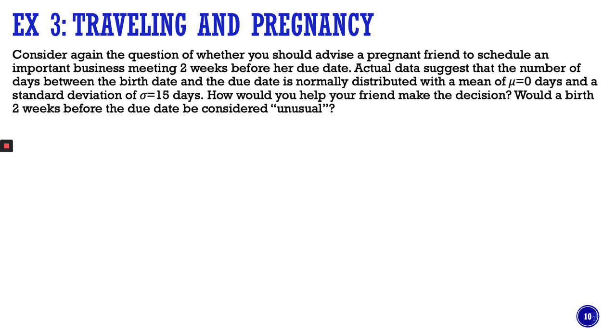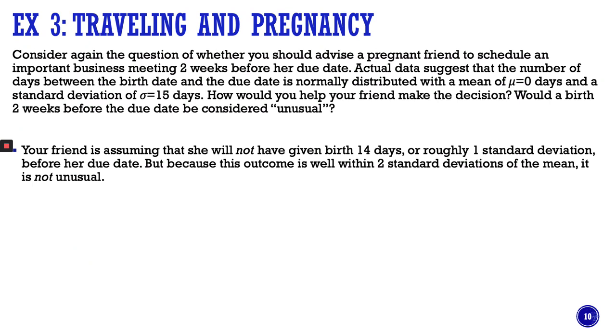So example 3, consider again the question of whether you should advise a pregnant friend to schedule an important business meeting 2 weeks before her due date. Actual data suggests that the number of days between the birth date and the due date is normally distributed with a mean of mu equals 0 days and a standard deviation of sigma equals 15 days. How would you help your friend make the decision? Would a birth 2 weeks before the due date be considered unusual?